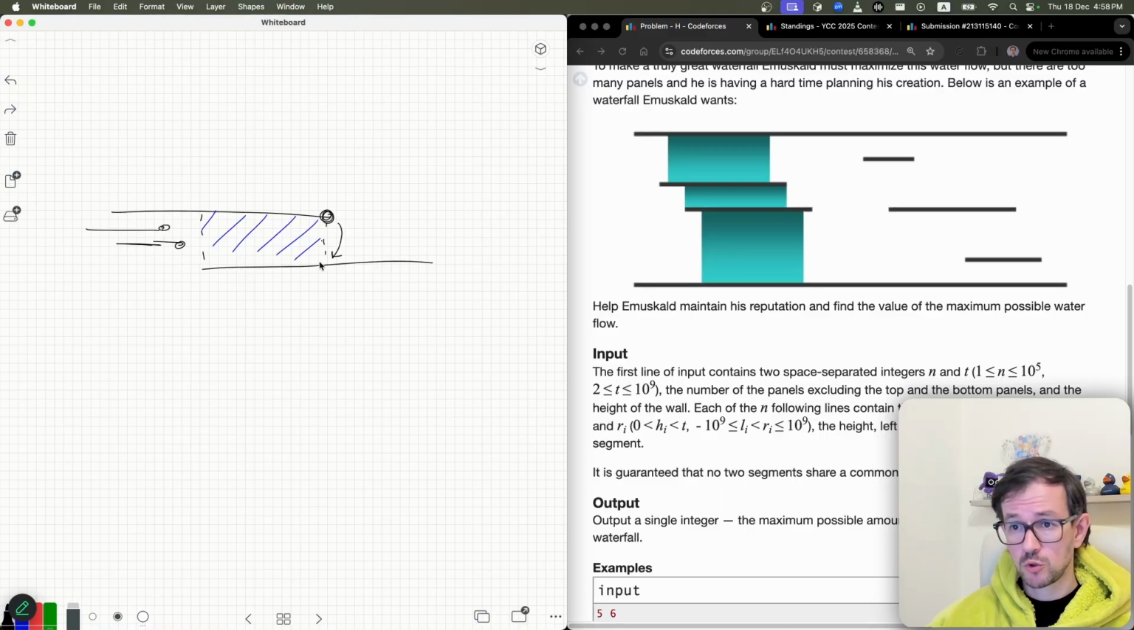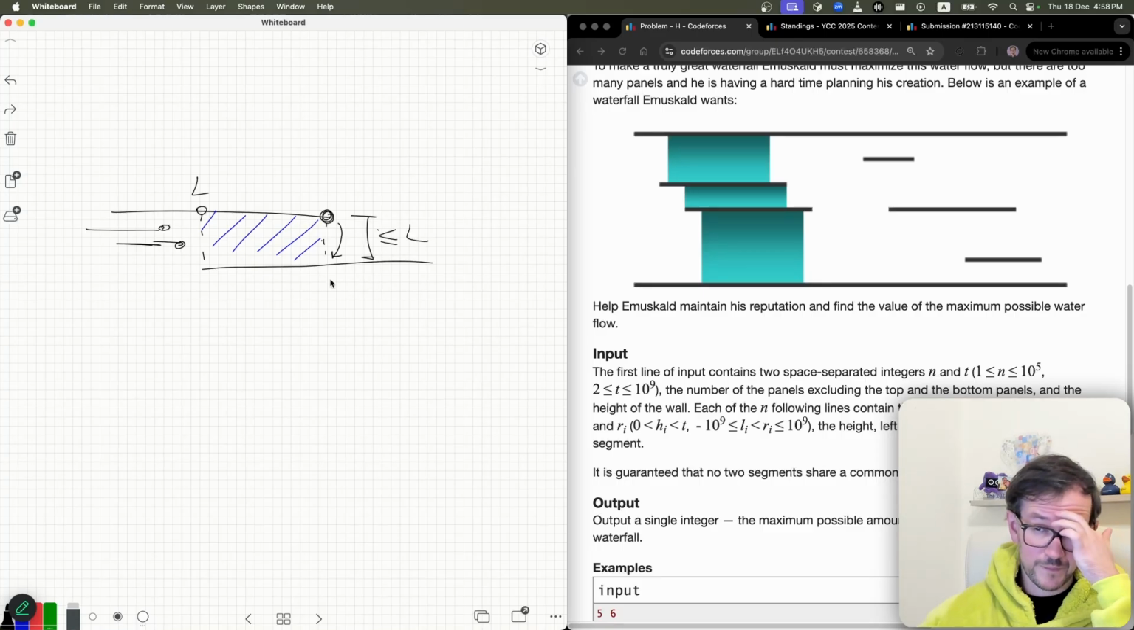So what I will need to do is check that in this segment, so this is left, all values are less or equal than L. If all values on this segment are less or equal than L, then these panels will not interrupt this flow from here to here.